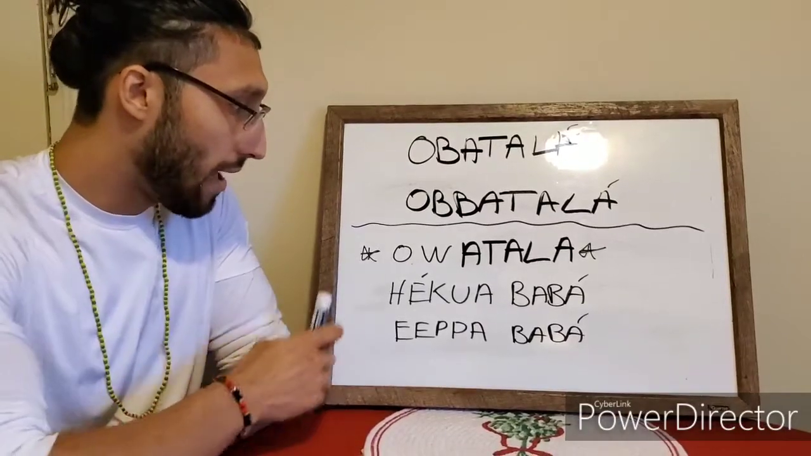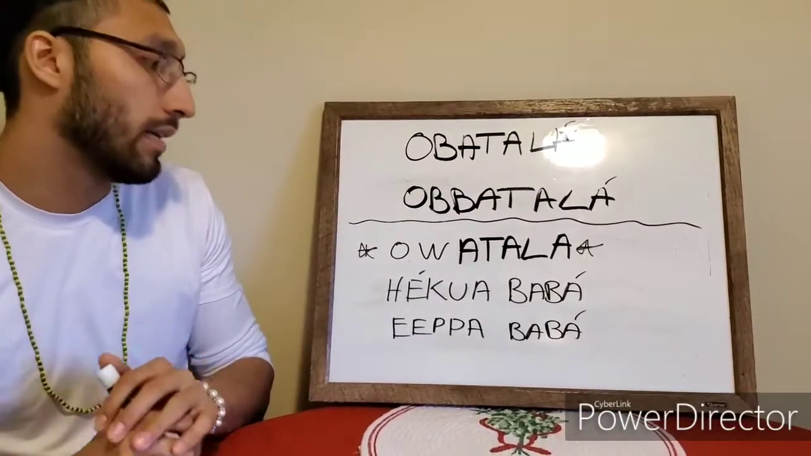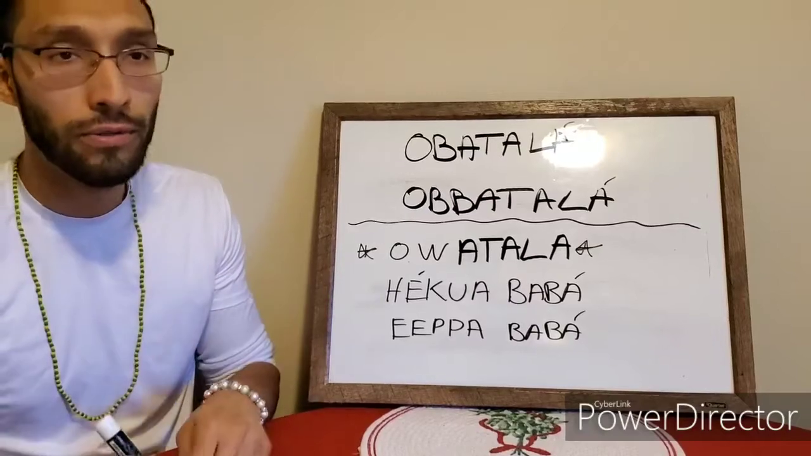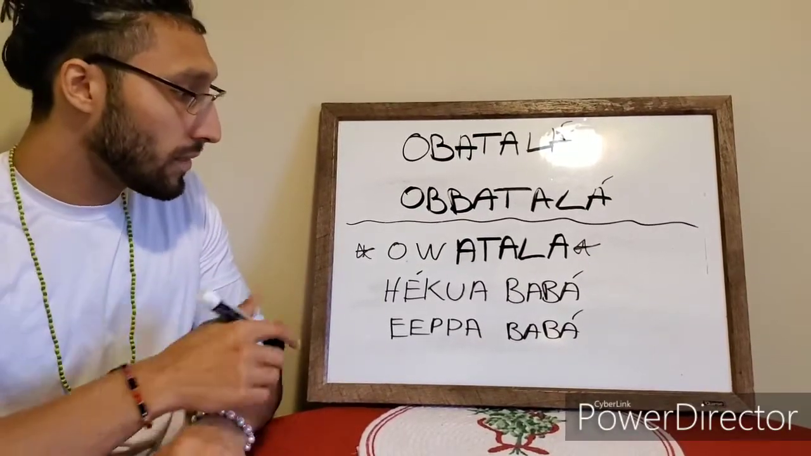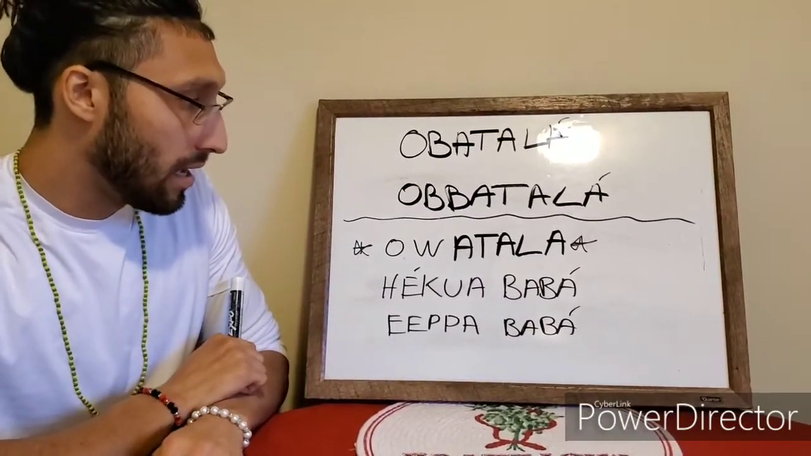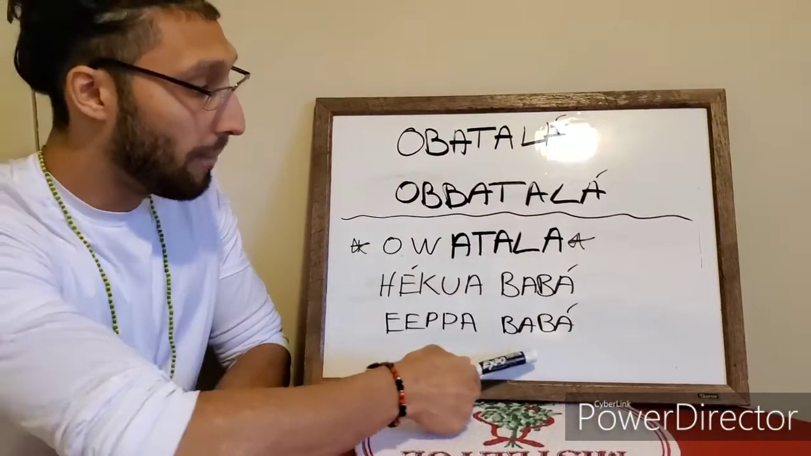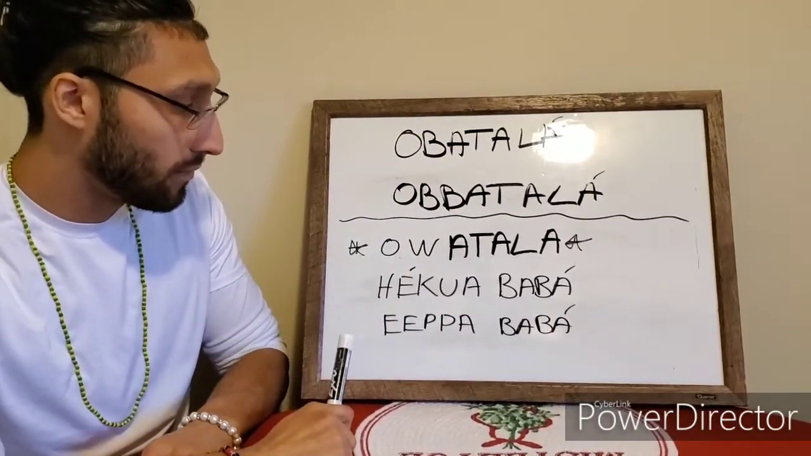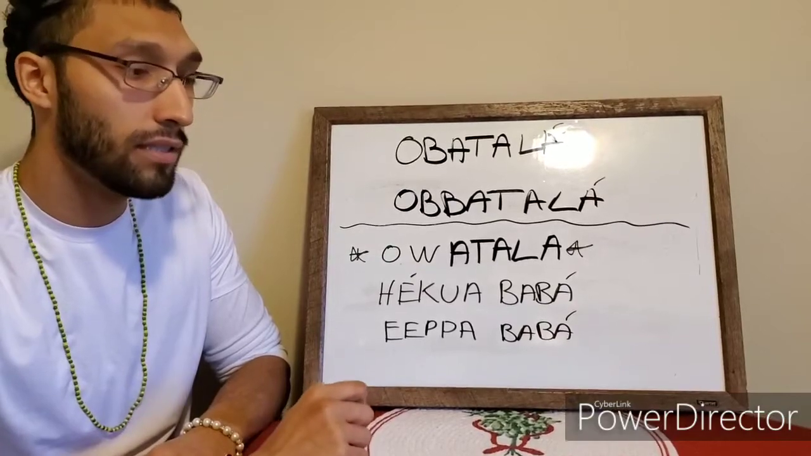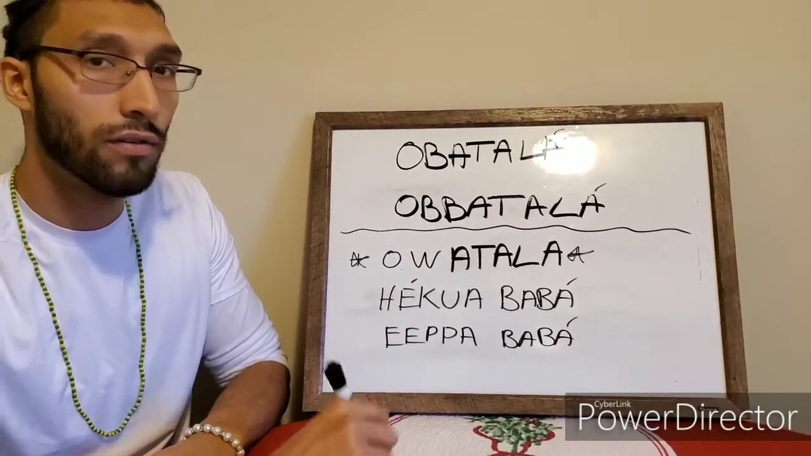And then down here we have the praise that you say. With Chango you say Kawo Chango. We say Hekwa Baba. Also a little tidbit, Baba. A lot of times the Orisha will refer to public.